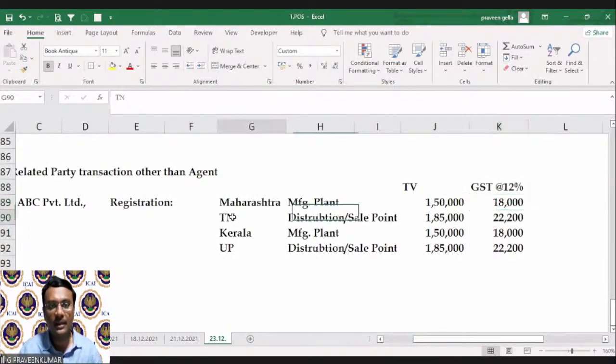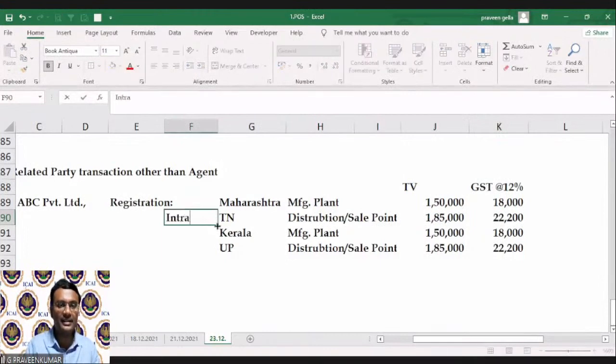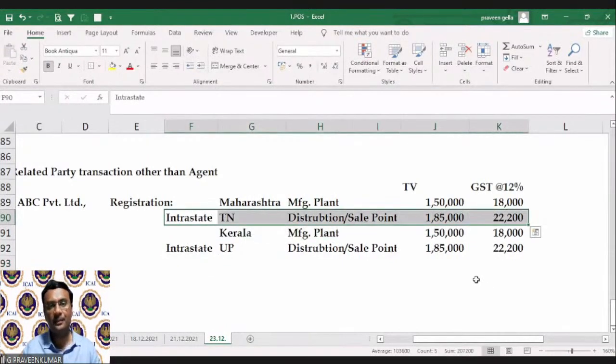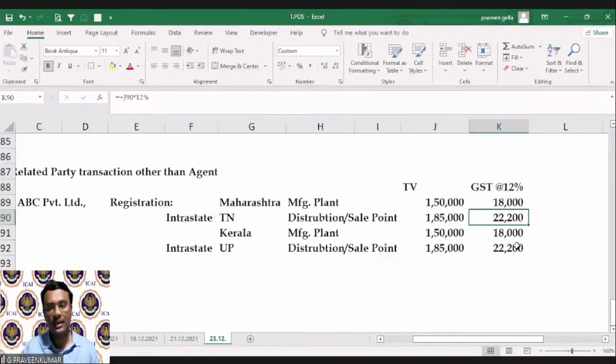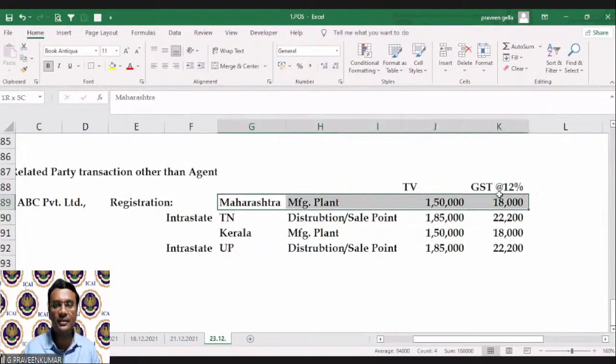Now, from Tamil Nadu, when the sale is happening, 22,000 rupees is the value of tax. Assuming for a moment, just for a hypothetical example, that this is an intra-state supply, when Maharashtra is selling the goods, there is a tax of 18,000. When the Tamil Nadu depot is selling the same goods, which are manufactured without any value addition, 22,200 is the tax. But in the case of Maharashtra, 18,000 is the tax which is being paid.